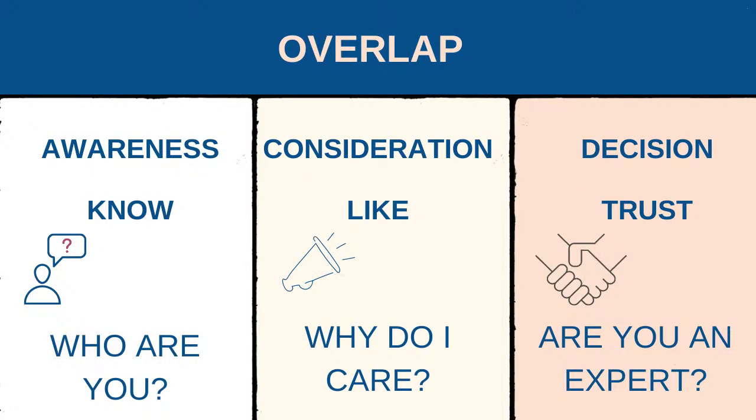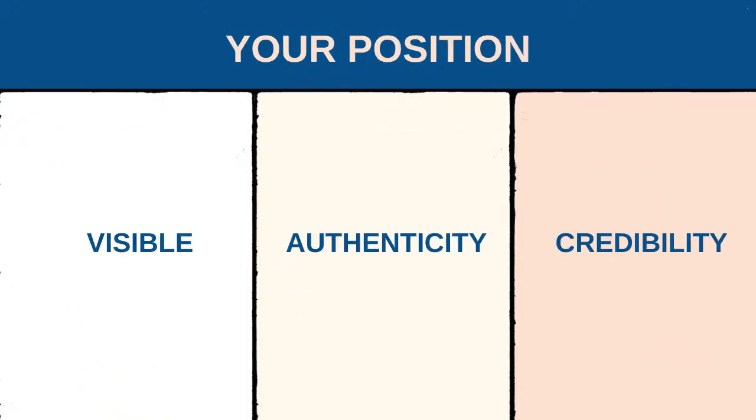So now that we have an understanding of the buyer's journey, what your sales principles of know, like, and trust are, that you understand what your customer is thinking about during their journey, and then what is your role in the position of showing up as being visible, showing and being authentic, and then having that credibility as another overlap.